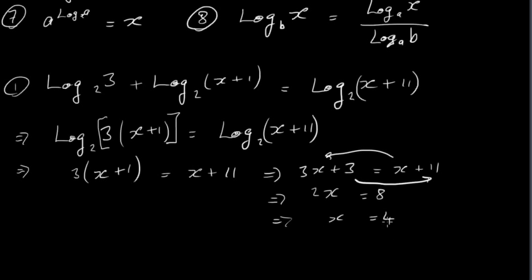So we've isolated the x here. We found that x is equal to 4. And if you work that out up here, you'll find that it works. Log of 3 to the base 2, you can do that on your calculators. Here you've got log of 4 plus 1, log of 5 to the base 2. If you add those two together, that's equal to the log of 4 plus 11, the log of 15 to the base 2. Okay, so that's my first example, a fairly straightforward example using one or two laws of logs there.